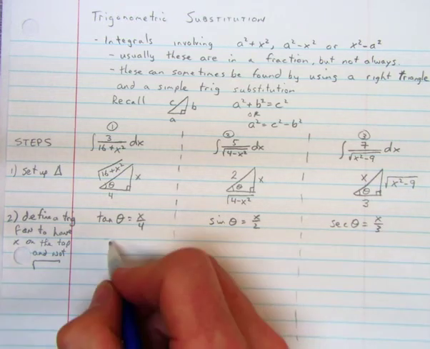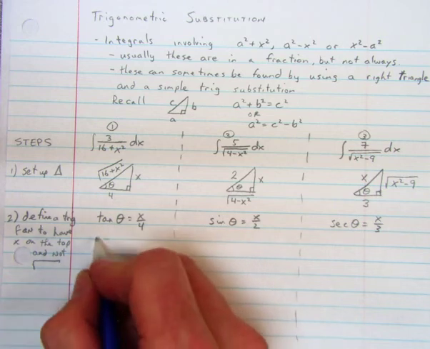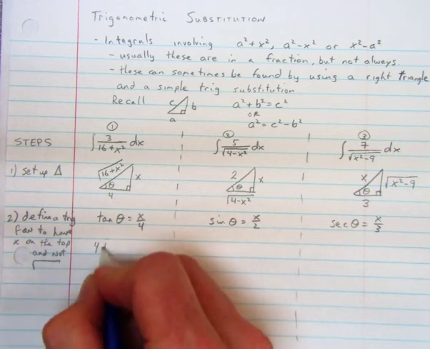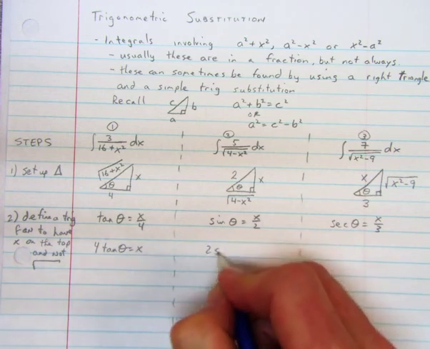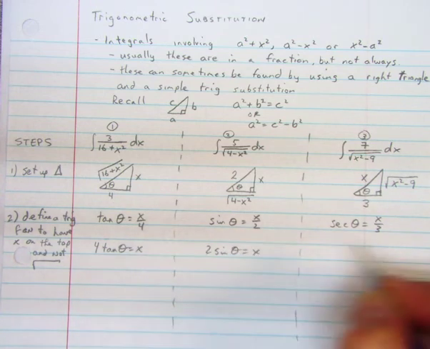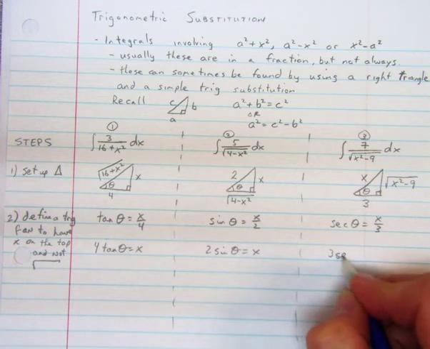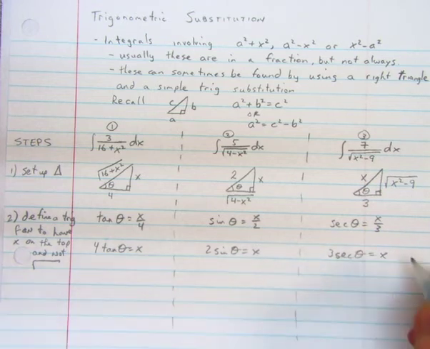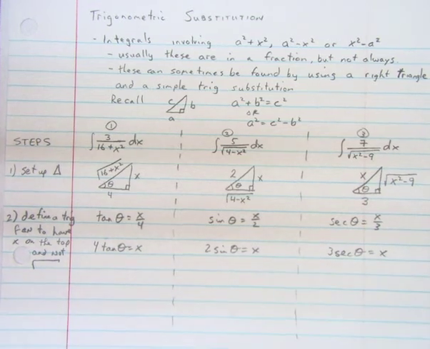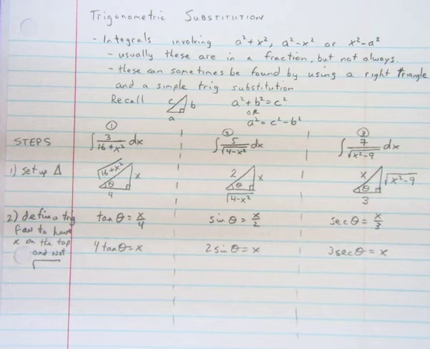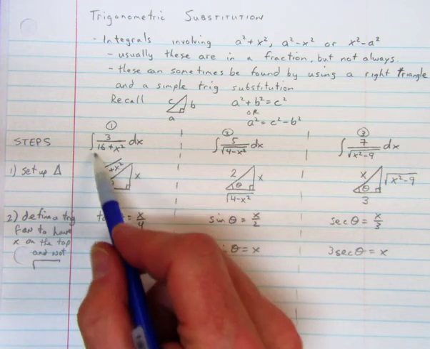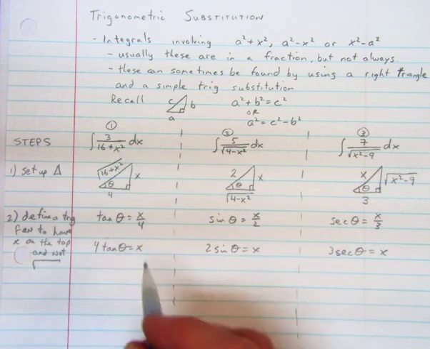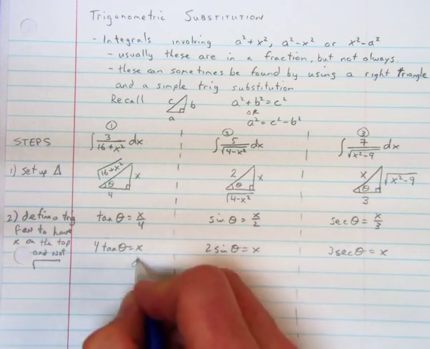Now let's solve for x. So x will equal 4 tangent of theta, and we'll have 2 sine theta equals x, and we have 3 secant theta equals x. Now remember, we're doing a substitution. We're trying to integrate this using this method. What we're going to need to do is get rid of everything. We're going to need to get rid of the 16 plus x squared. We need to get rid of the dx. We have x. Let's find dx.